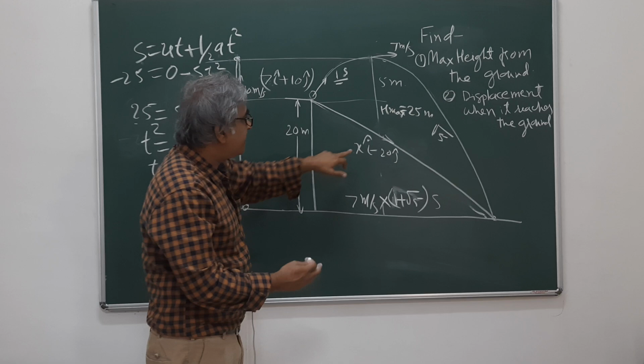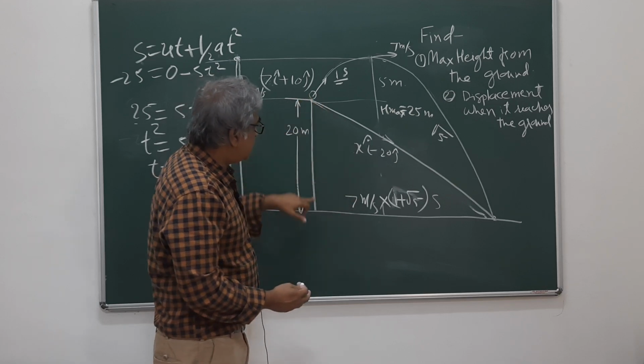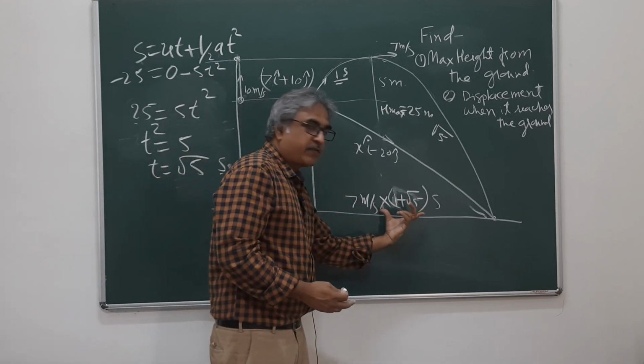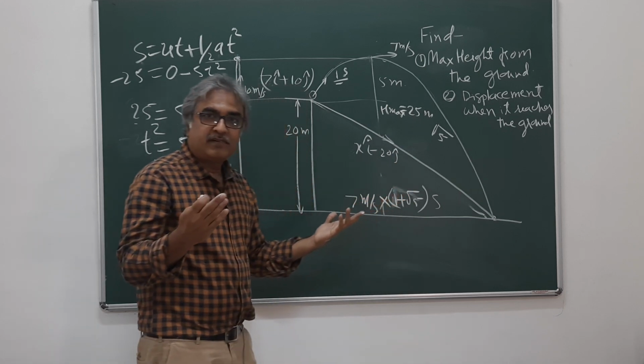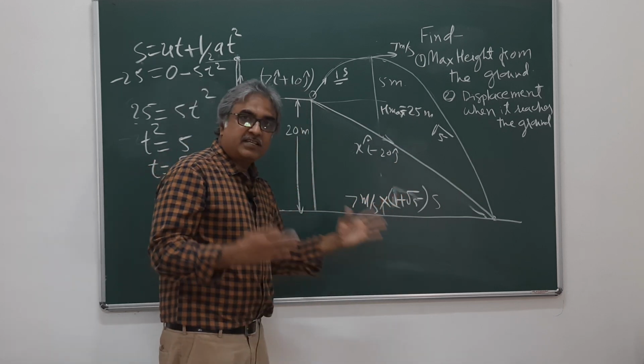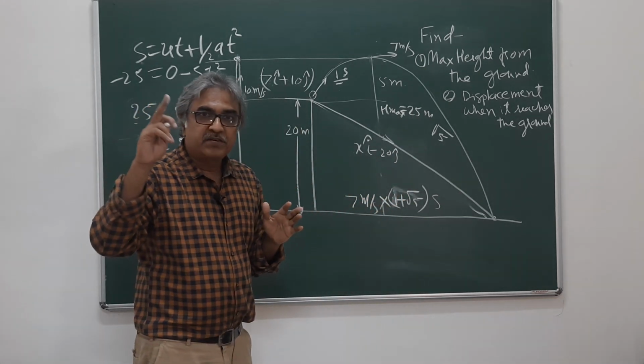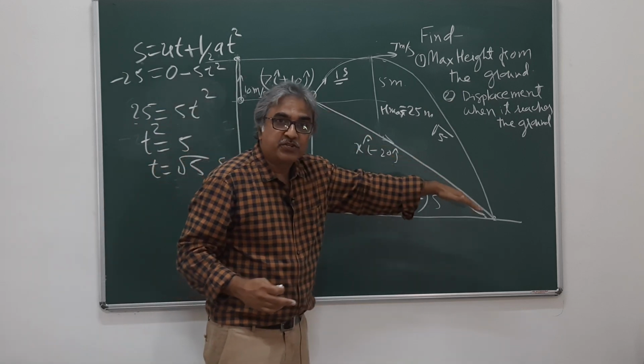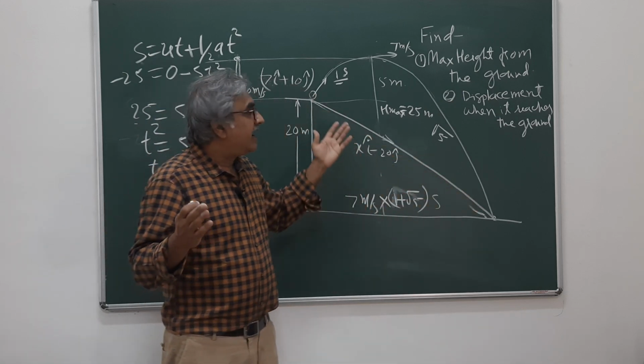For the magnitude of the displacement, you just take x square plus this 20 square, the square of this added together under square root, and that will give you the magnitude. So this is the answer.